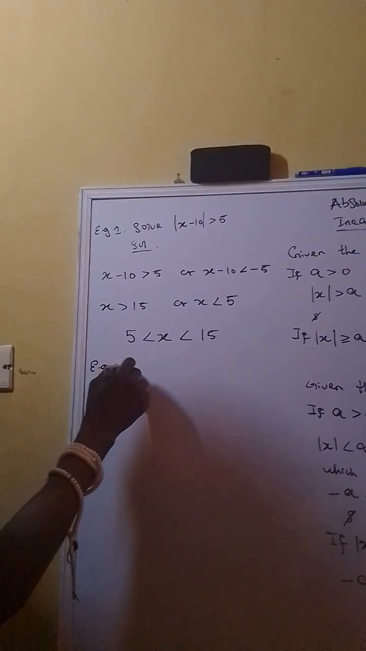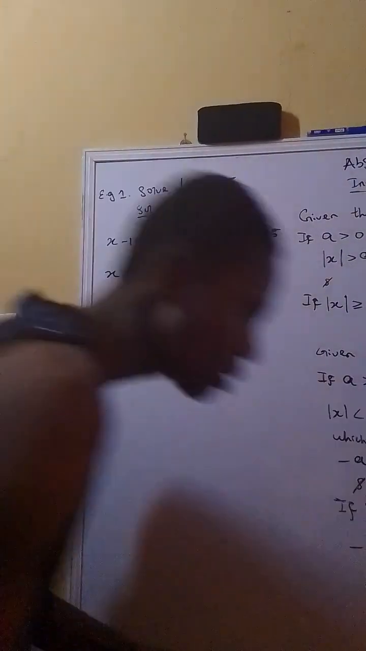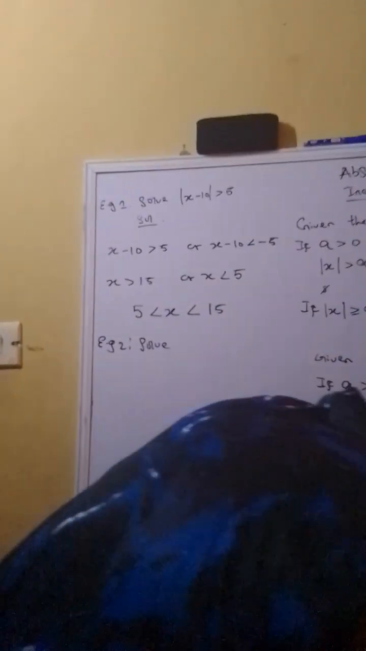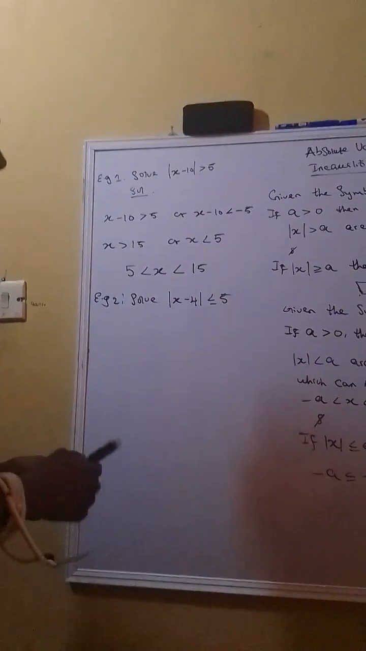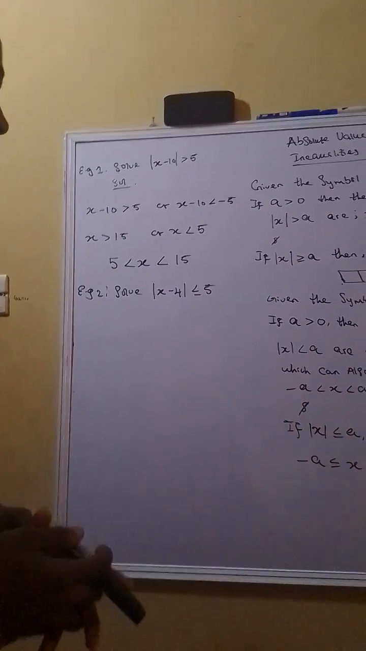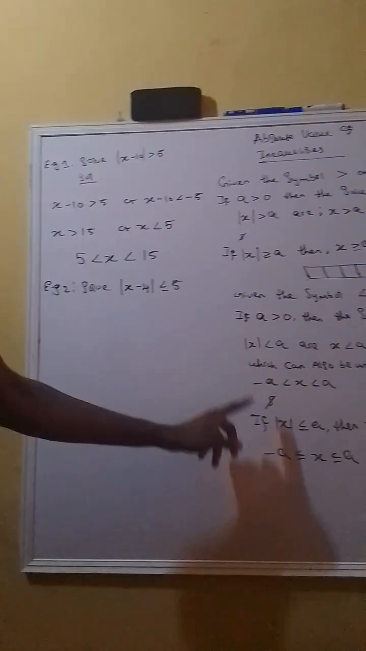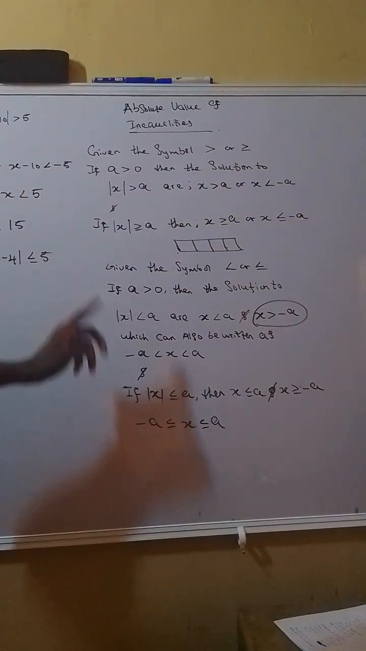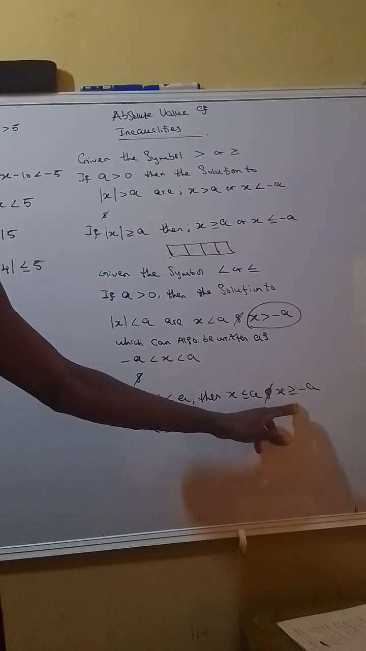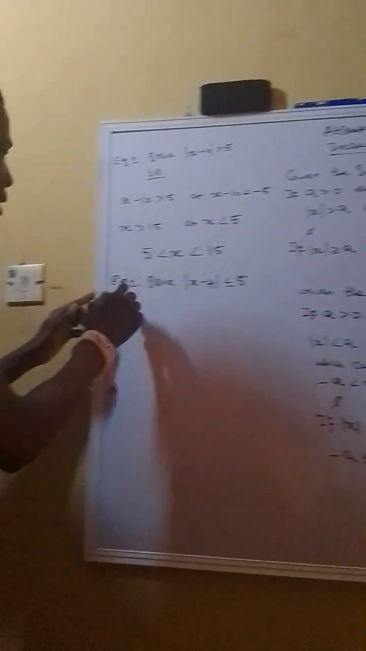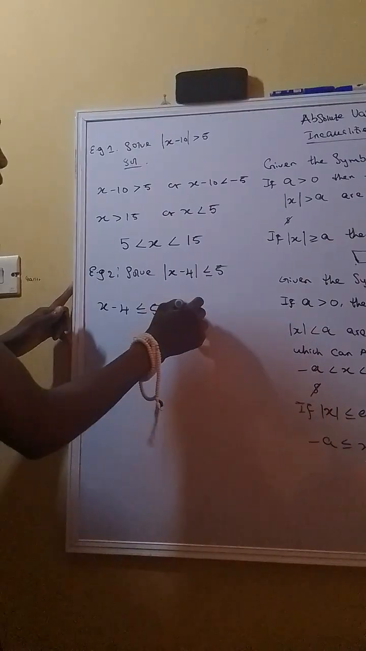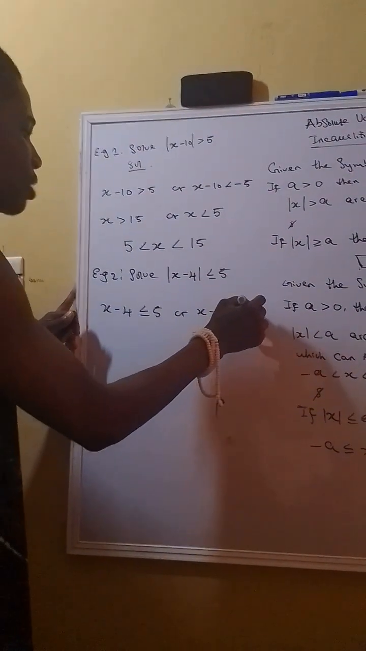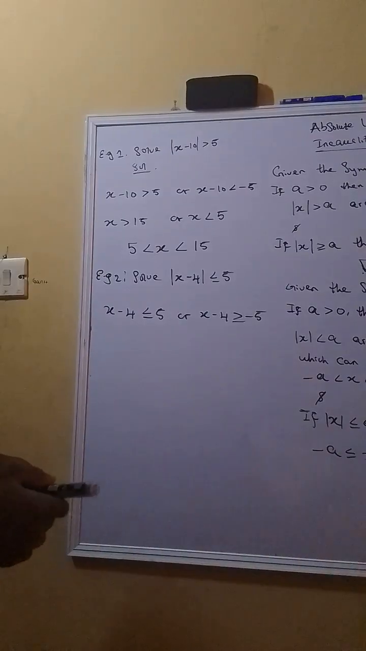Let's say example 2. Let's say you have been asked to solve x minus 4 is less than or equal to 5. Now if you look at this, guys, less than or equal to, this is it here. What does it tell us? You have less than or equal to a and also greater than or equal to minus a. So you have x minus 4 is less than or equal to 5, or x minus 4 is greater than or equal to negative 5. Are you with me?